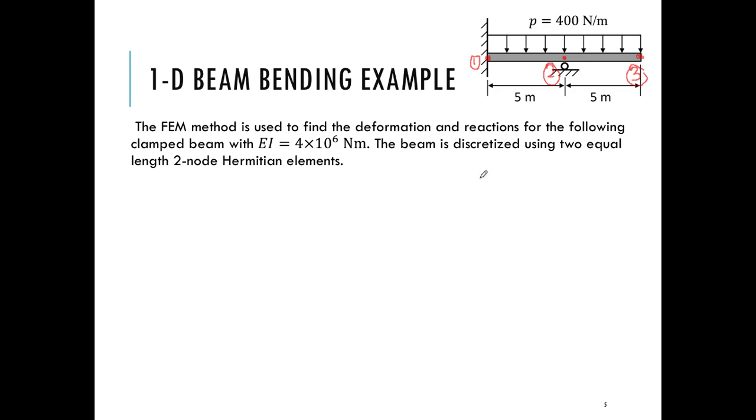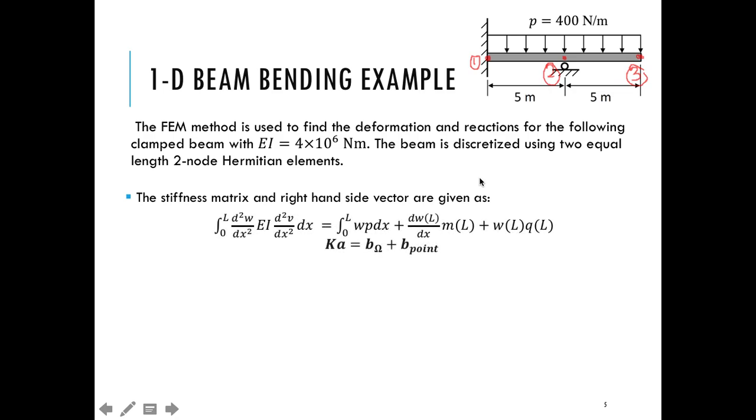Great. Okay, so let me just write down all the finite element formulation basically for the beam bending problem so that we have it in front of us for ease. So we know that our global problem is represented by this. This is the global finite element equation. Ka is equal to the right-hand side vector b, which consists of b omega, the body term, and the point term. Okay.